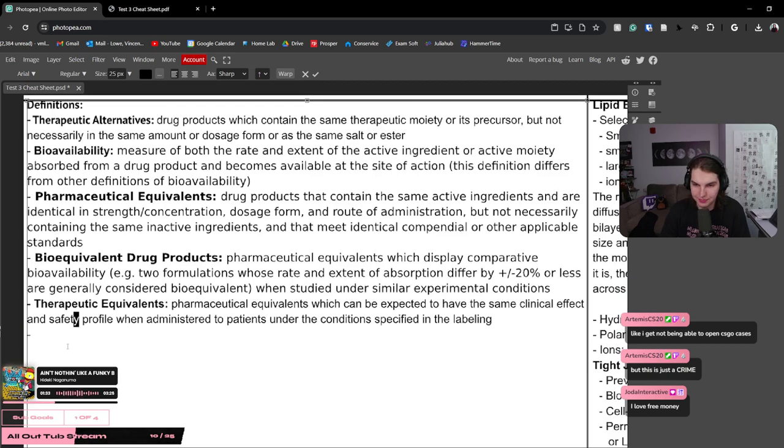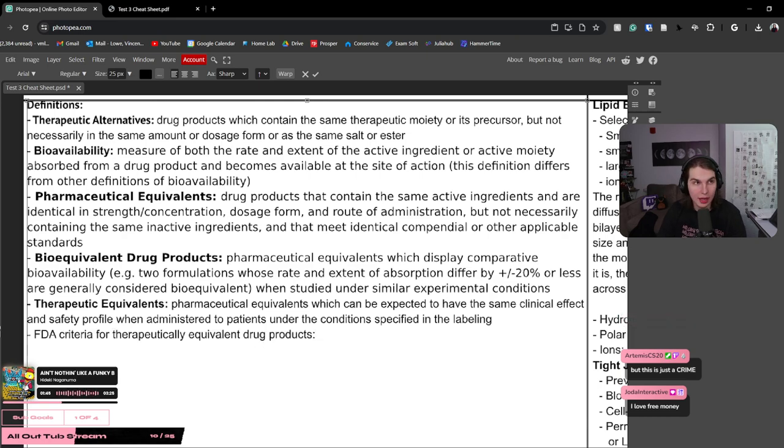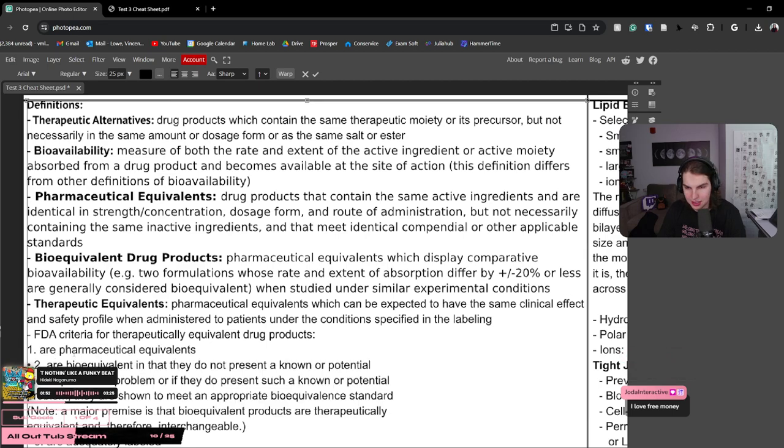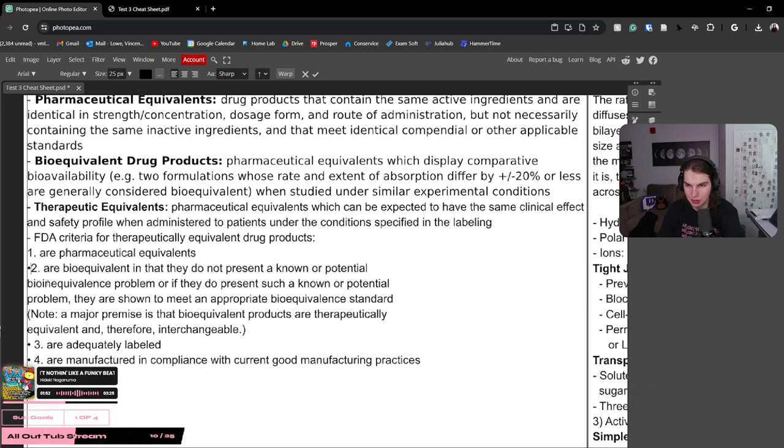All right, chat. Back to it. FDA criteria. Oh, this is going to be good. This is also kind of a fire song. So the FDA criteria for therapeutic equivalence, chat. Let me just copy all of this. Can I paste it? I don't like it much, but that's fine.